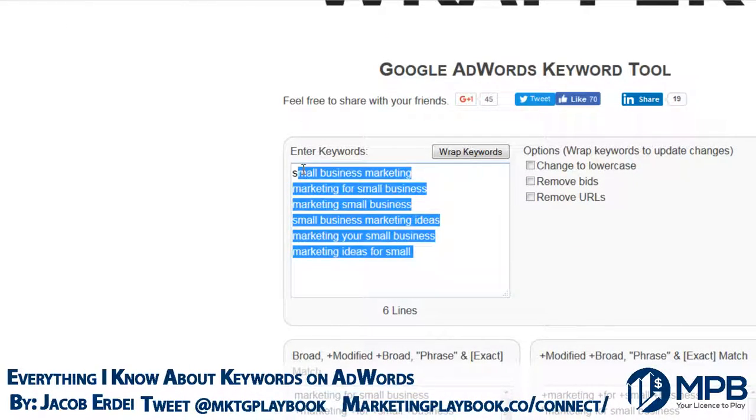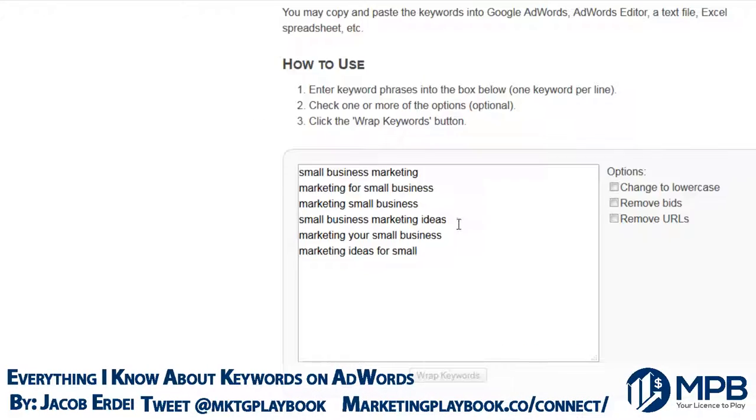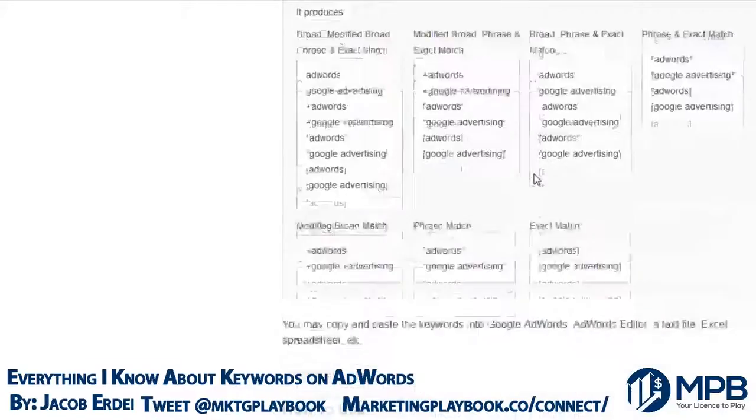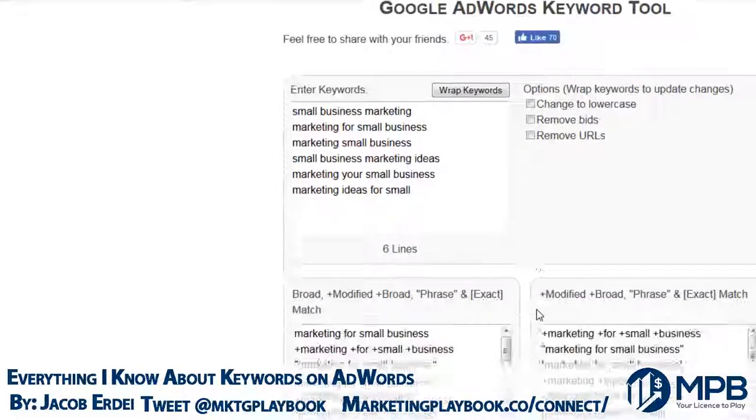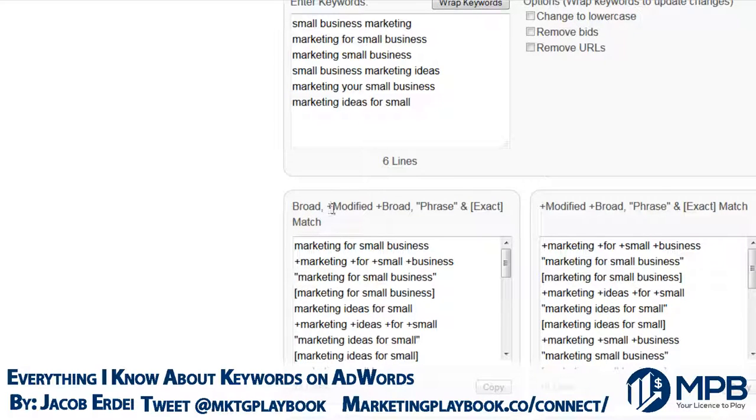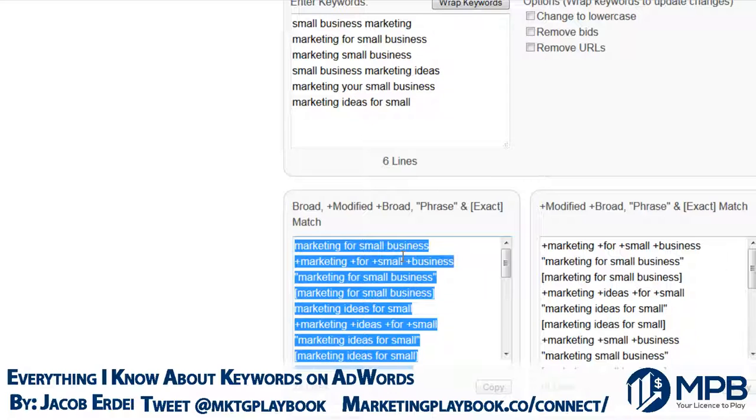Let me back up one page just to show you the home page. So I'm here on the home page. I scroll down and just add in my keywords. I say wrap keywords. And if I scroll down, it's going to have broad match, modified, phrase, and exact match, so they're all already set up for me right here.